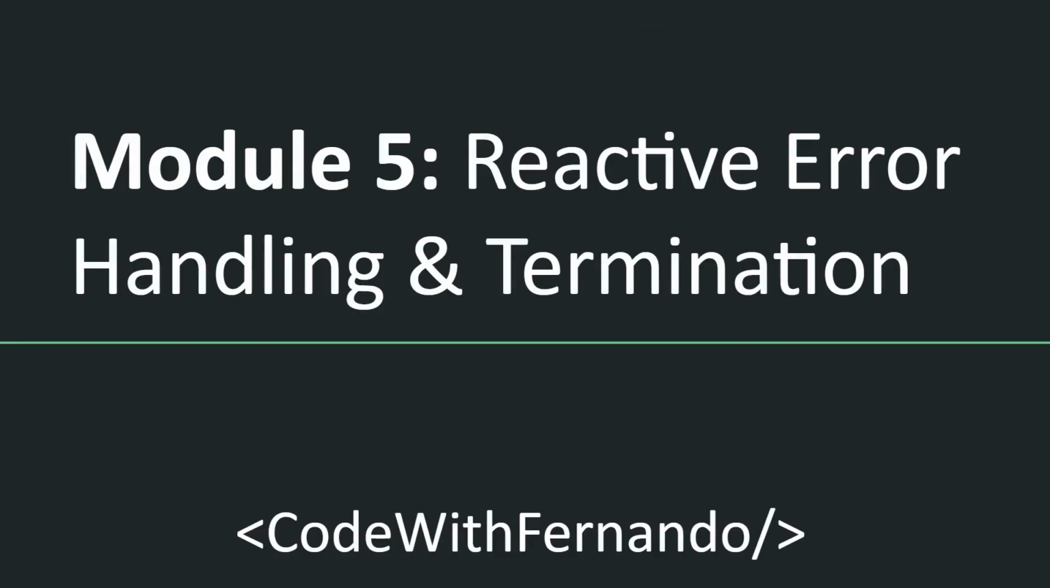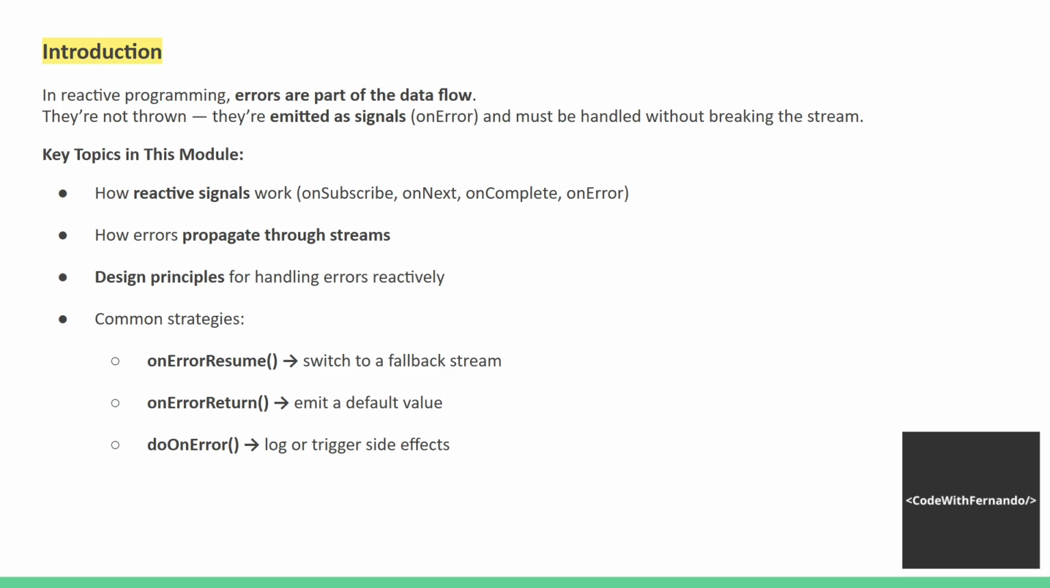In this video, we are going to talk about reactive error handling and termination. So, introduction. We know that errors are part of the data flow. They're not thrown. They are emitted as signals and must be handled without breaking the stream.